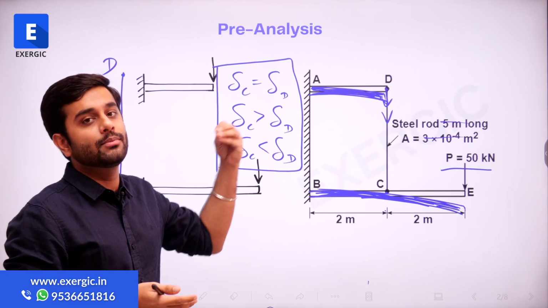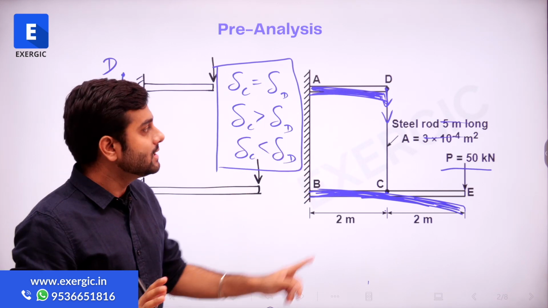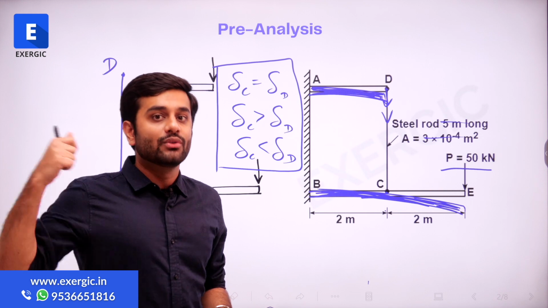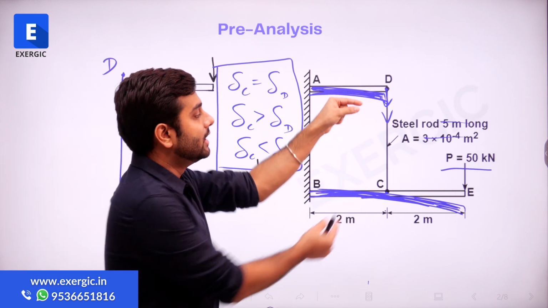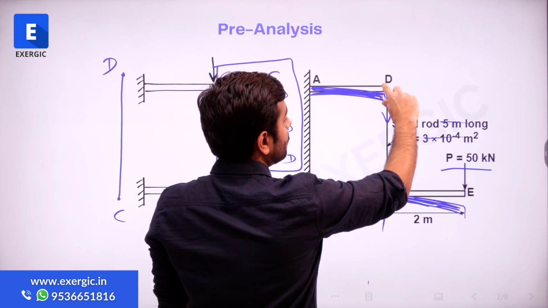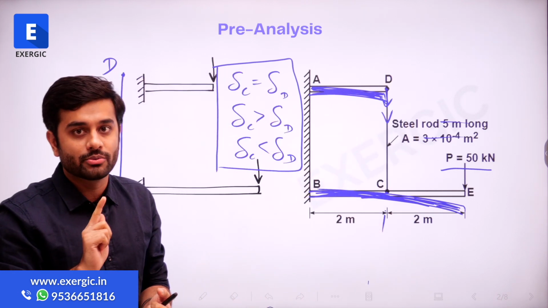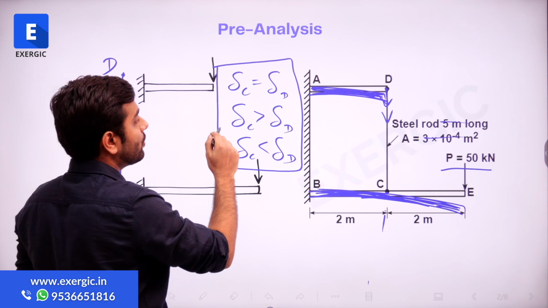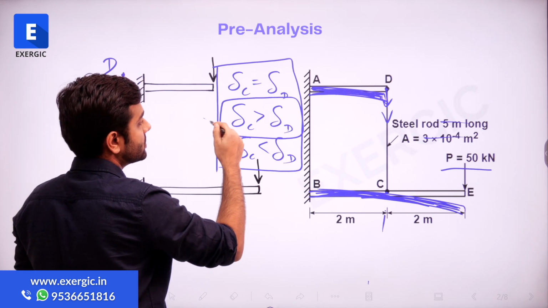So you apply the concept or you use the intuition, you will realize that CD has to be tensile, for which the distance between C and D should increase, which is possible when C will move more and D will move less. Only then it is possible, which means that the deflection of C will be more than the deflection of D.